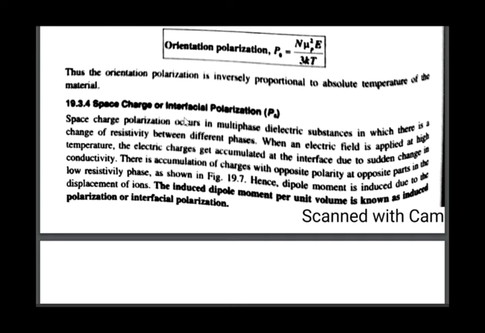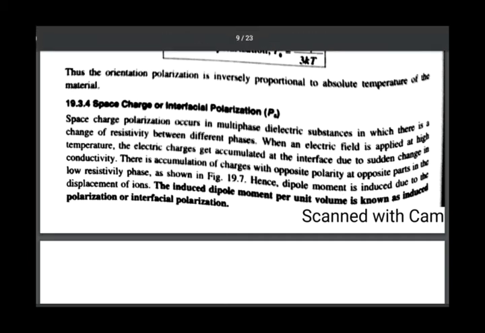Hence, dipole moment is induced due to the displacement of the ions. The induced dipole moment per unit volume is known as induced polarization or interfacial polarization. So interfacial polarization means it is an induced dipole moment per unit volume of the dielectric material.